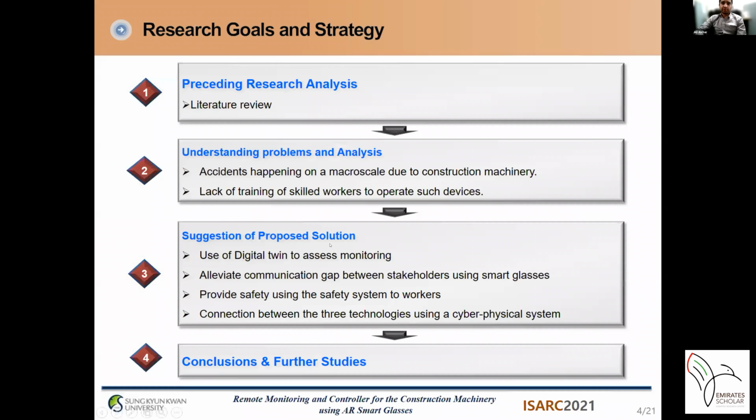So for the research goals, we did some research analysis using the literature review, and we found a gap in the construction industry: accidents are happening on a macro scale due to the construction machinery. It is very hard to control the construction machinery, and as a result, accidents do happen. One of the main reasons for the accidents is the lack of training of the skilled workers to operate such devices. So we need to train the workers.